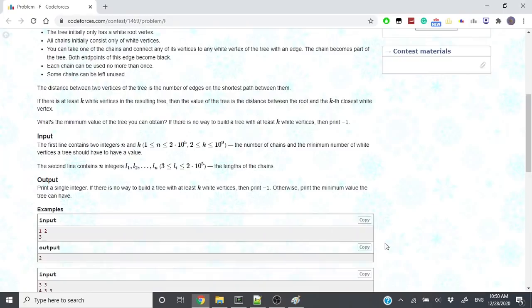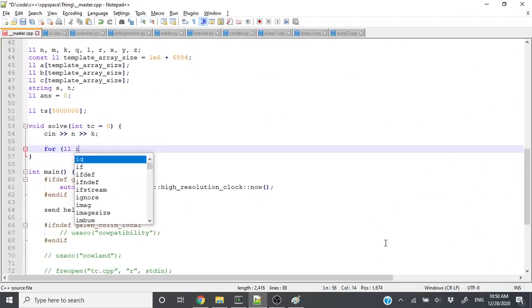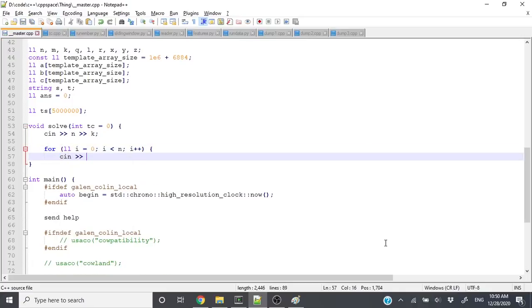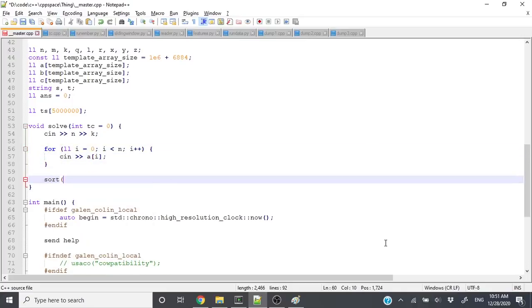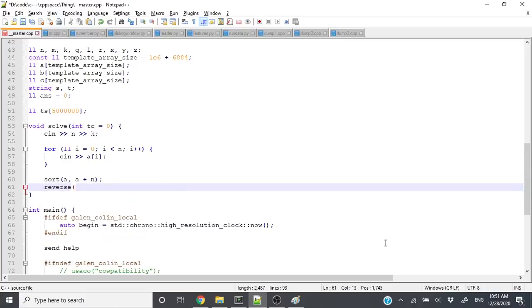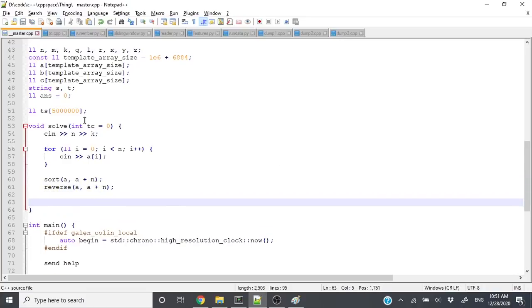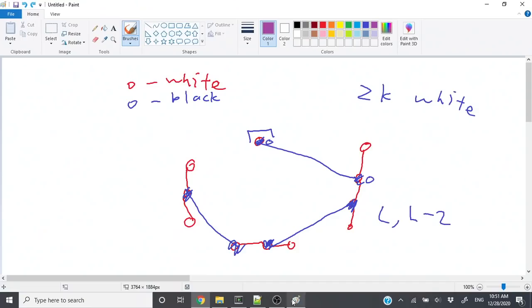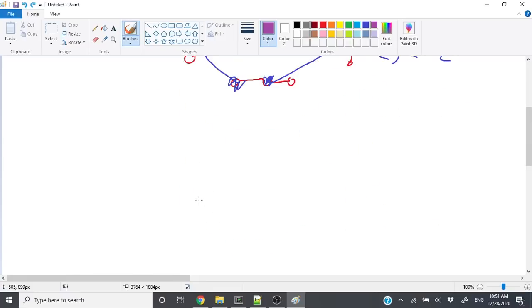Let's see, n to k. Okay, how do I scroll? I guess I'll use the mouse to scroll.